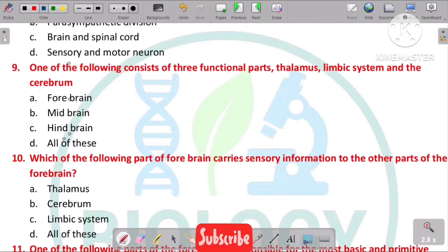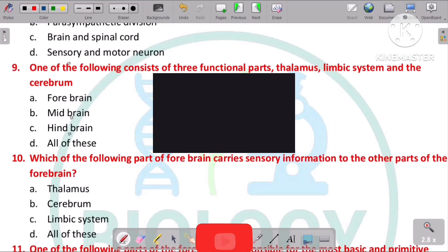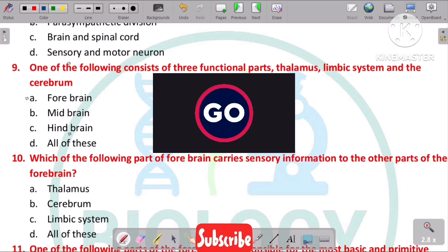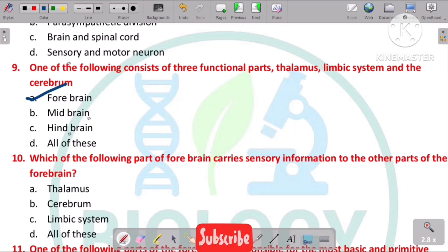So the next question is: which one of the following consists of three functional parts: thalamus, limbic system and cerebrum? So the options are. So the right option is option A, forebrain.